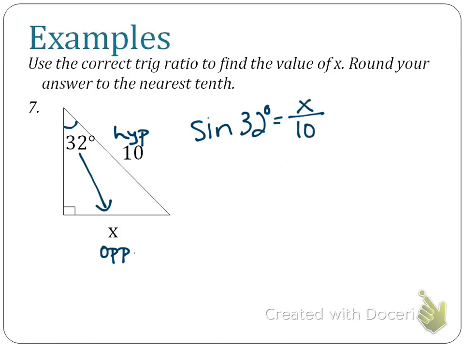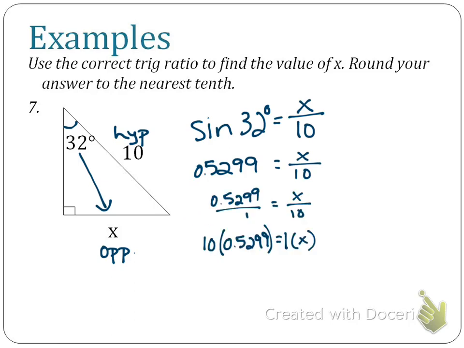Again, I'm going to have to plug this into my calculator. You should get about 0.5299. I will then put this value over 1, cross multiply and divide. So I simplify each side, like what is 10 times this, what is 1 times x, and we get 5.299 equal to x. Notice how I have x by itself equal to a value that's simplified. So actually, I just need to round to the nearest tenth, and we're about 5.3. That would be my answer.